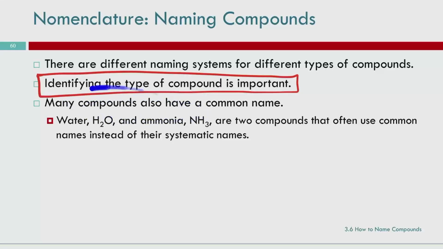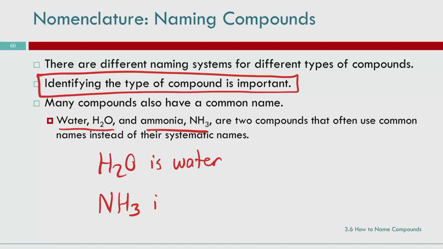Some compounds are also going to have common names, basically just water and ammonia. So water is H2O, ammonia is NH3. There's also systematic names for these, but we're typically going to call them by their common name rather than their systematic name. So H2O is water, you should definitely know that. And NH3 is ammonia, that's also another good one to know. It'll come up less than water, but still it will come up.